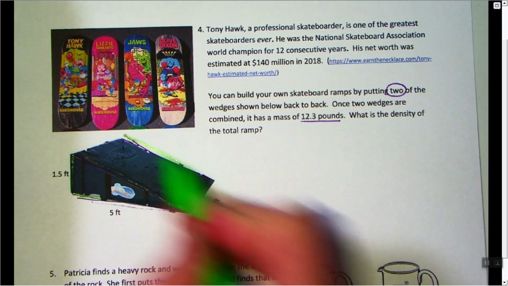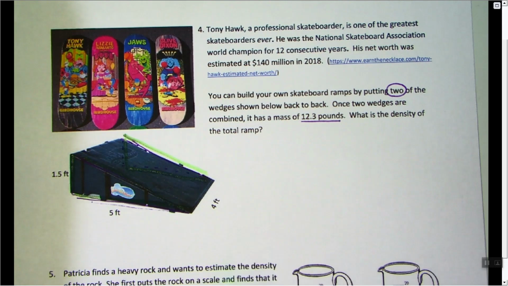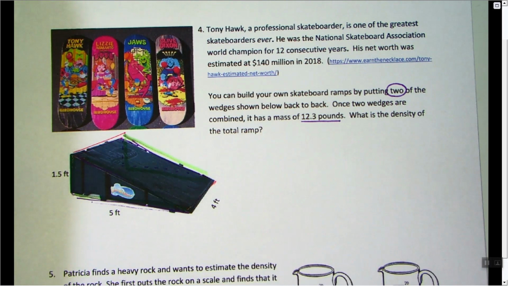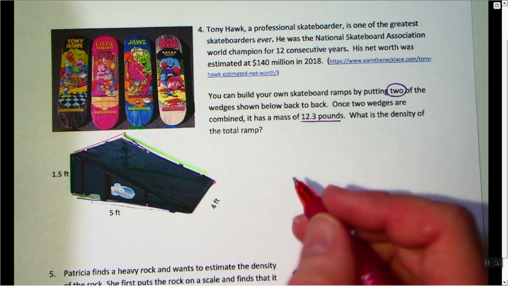But you have the same triangle there, and then it's connected by rectangles. Okay, does that kind of make sense? So this is a triangular prism, okay?